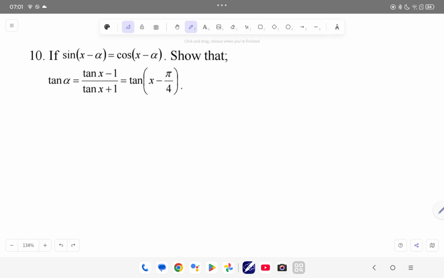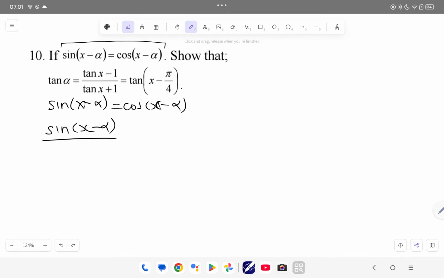Now let's begin from the basic one. In most of these if statements, we begin with the first condition and it gives rise to the required proof. So we have sin of x minus alpha is equal to cos of x minus alpha. This becomes sin of x minus alpha over cos of x minus alpha is equal to 1. Now sin over cos is tan of x minus alpha is equal to 1.